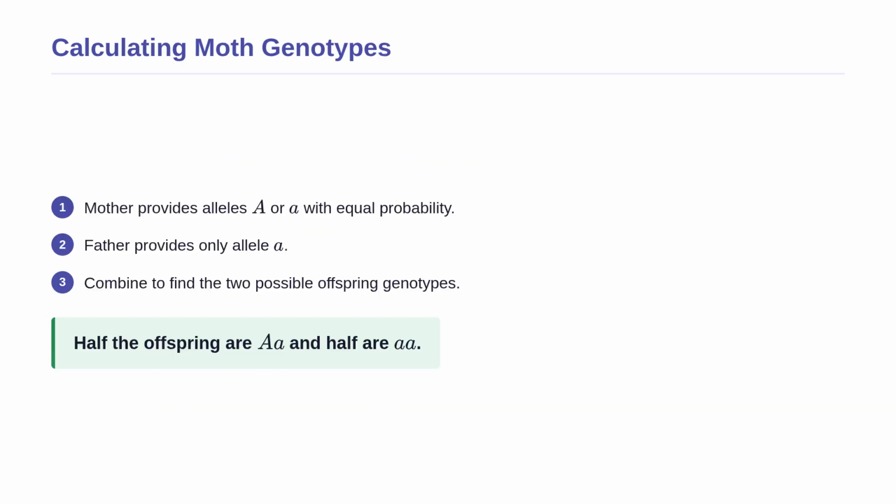Let us quickly verify these probabilities. We are given a heterozygous mother, so she provides either a capital A or a lowercase a allele with equal probability. The father is homozygous recessive, so he can only provide a lowercase a allele. When we combine these possibilities, we see exactly why the formula gave us those numbers. The final answer is that exactly half of the offspring will have the capital A lowercase a genotype, and the other half will have the lowercase aa genotype. Now, let us see what they actually look like.